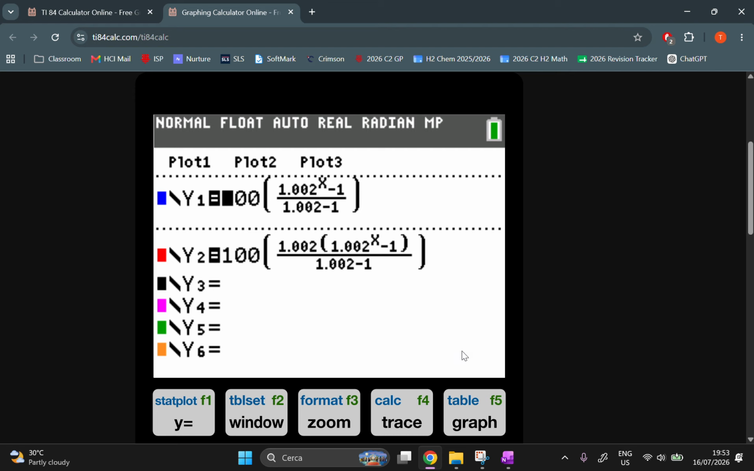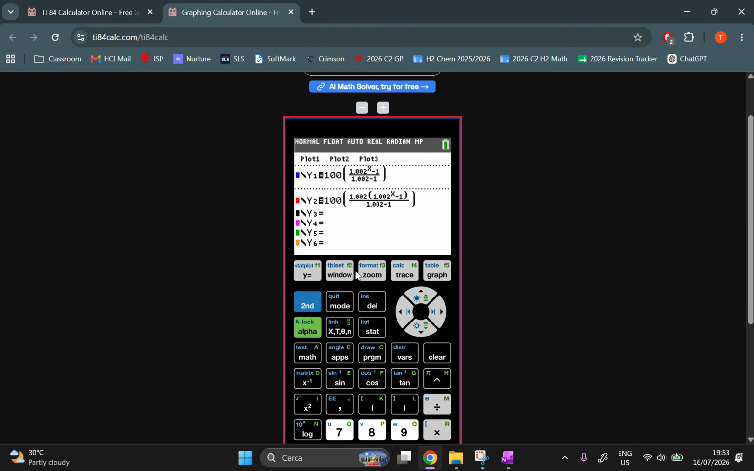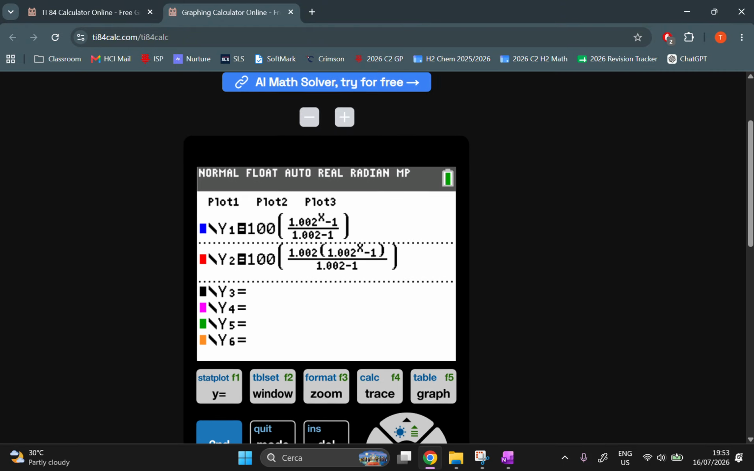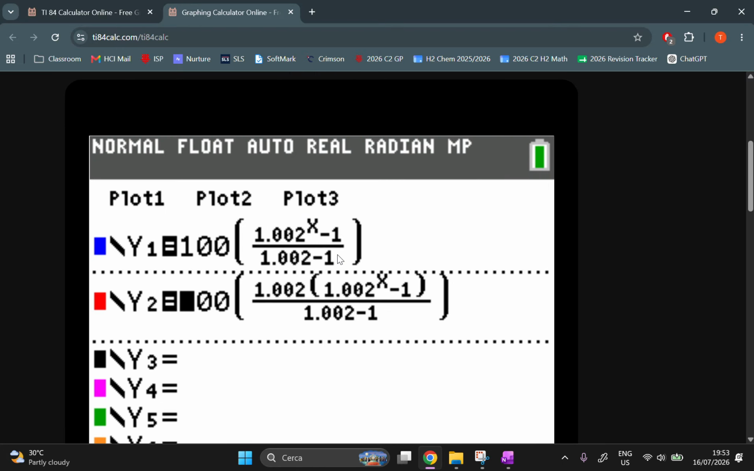So you notice that by observation, at the start of each month, can you see my cursor? I'm not sure if you can see my cursor or not, but I'm trying to point. Ignore this Y2. Follow my cursor. I'm pointing at the terms in Y1. I can take the 100 out because that's the initial amount that he invested. And then at the start of each month, I have R power, in this case I key in X instead of N, minus 1 over R minus 1.